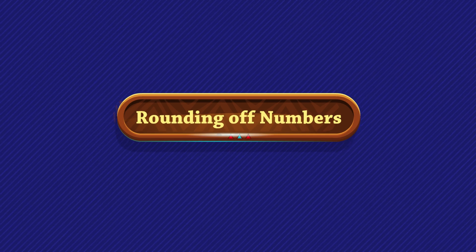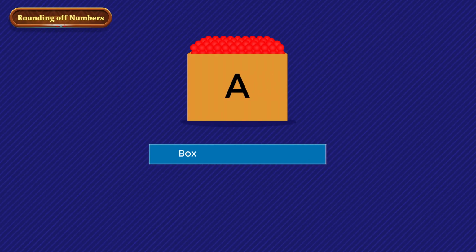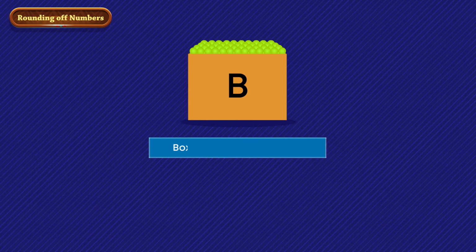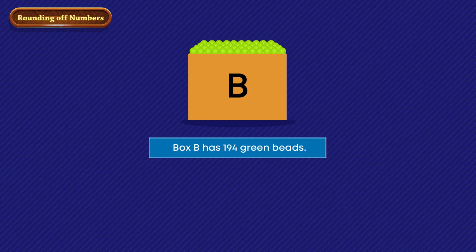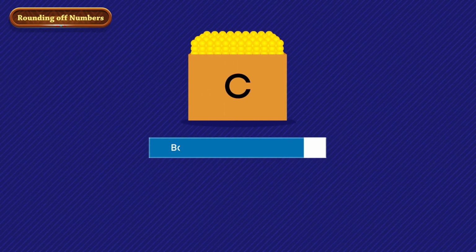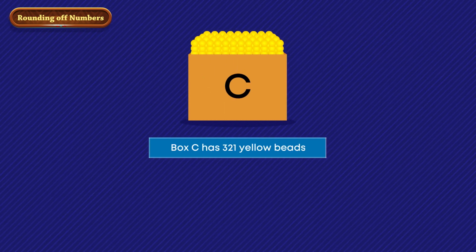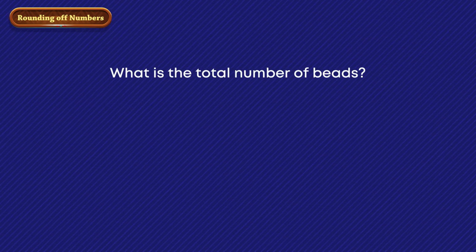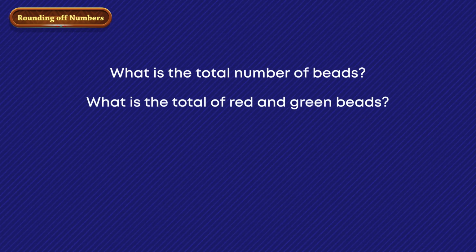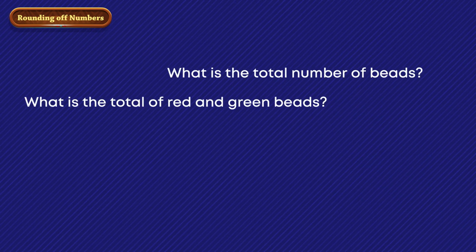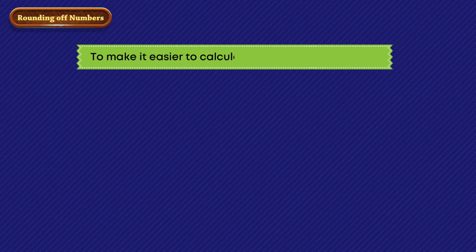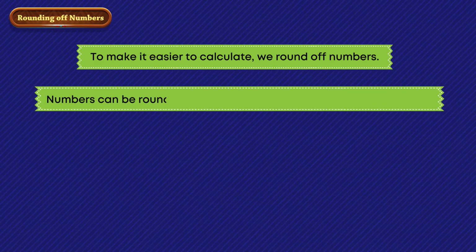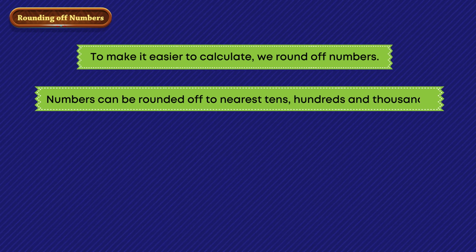Rounding off numbers. Box A has 258 red beads. Box B has 194 green beads. Box C has 321 yellow beads. What is the total number of beads? What is the total of red and green beads? To make it easier to calculate, we round off numbers. Numbers can be rounded off to nearest tens, hundreds and thousands.